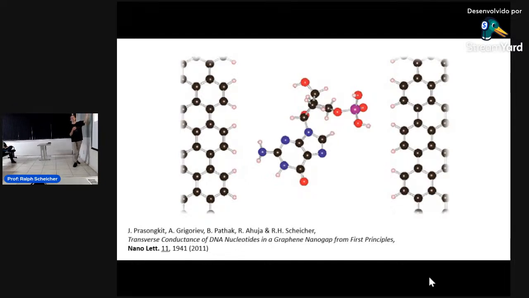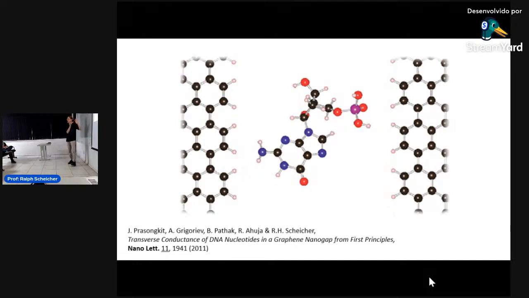So we inject electrons from the left side here, and then through the gap, they tunnel to a molecule that's inside here. So this is one of the DNA nucleotides. And then from the orbitals there, they tunnel over to the right electrode. And we can calculate with density functional theory and this non-equilibrium Green's function method the probability for this to happen. So this is just like your very simple quantum mechanics scattering problem, just for a very complicated system, but basically this is what we can do here.